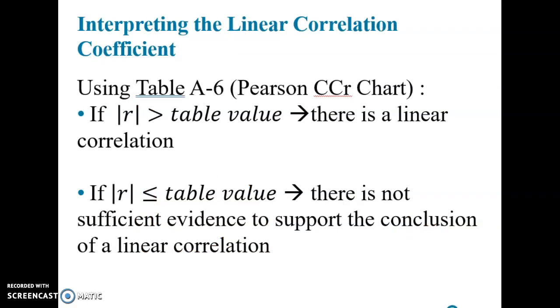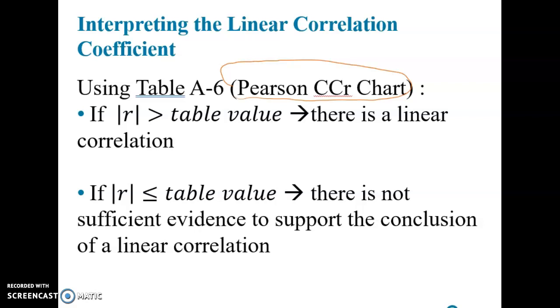We're going to learn how to use our calculator to find the linear correlation coefficient R for data sets, but in the first problems you'll be given a linear correlation coefficient, and you'll have to determine whether it supports the data having a linear correlation or not. On the next slide, I'm going to show you a table called the Pearson CCR chart, and you'll have that in your notes as well. We're going to compare R values to a particular value in that table to help us determine whether our data has a linear relationship or not.